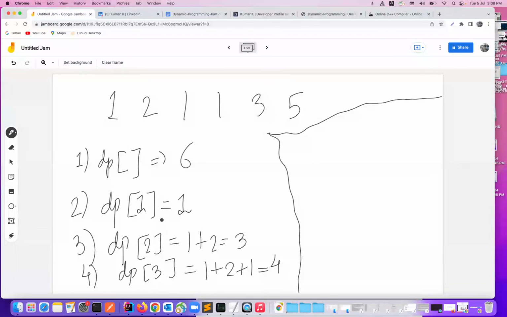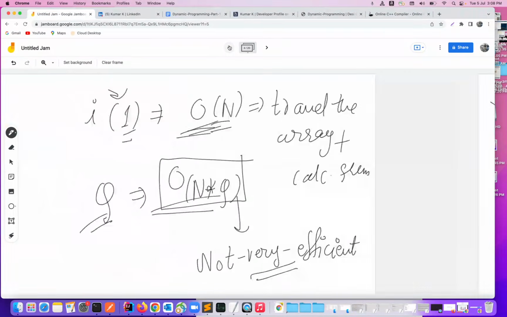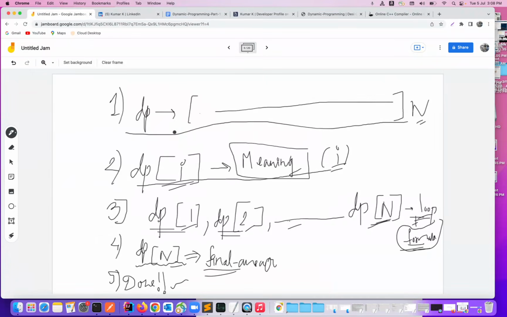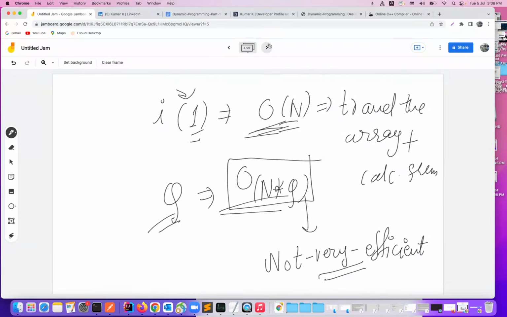Now I have a few observations which I would like to explain. You know that the meaning of DP of 1 is the first number, DP of 2 is the sum of the first two numbers, DP of 3 is the sum of the first three numbers. So the meaning of DP of i is clear. It is the sum of the first i numbers. Always remember the steps which I was talking about. We declared an empty DP array, we cleared up the meaning, and now we are trying to calculate DP of 1, DP of 2 and so on.